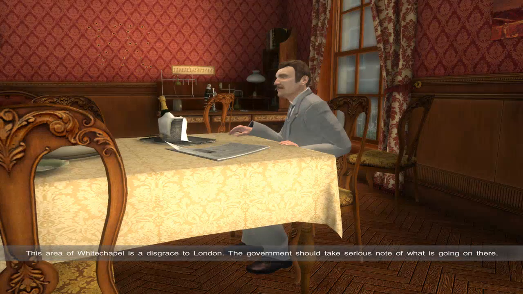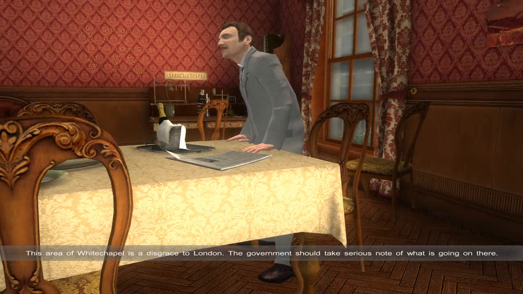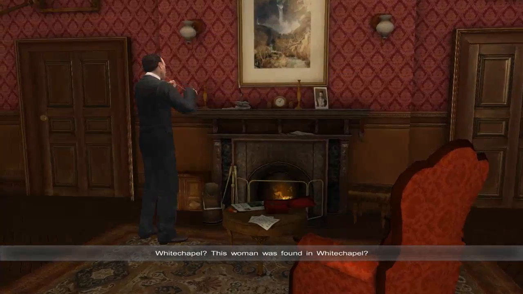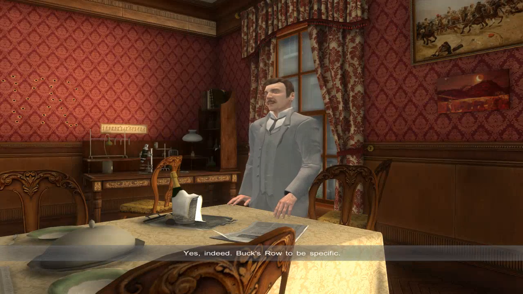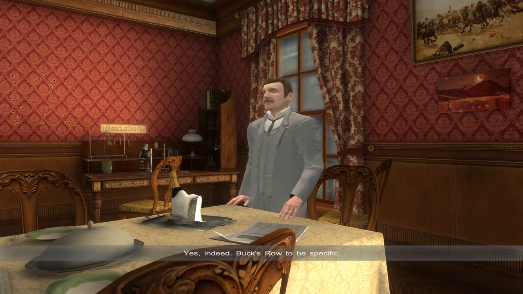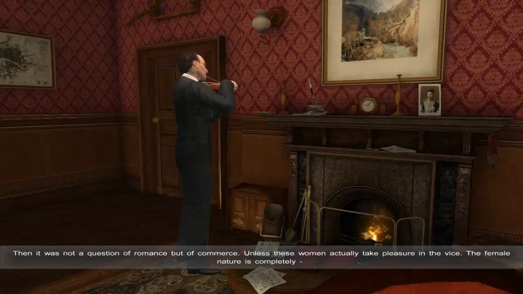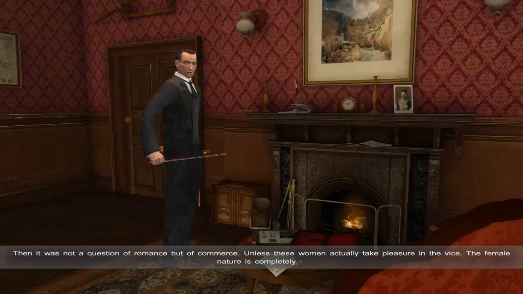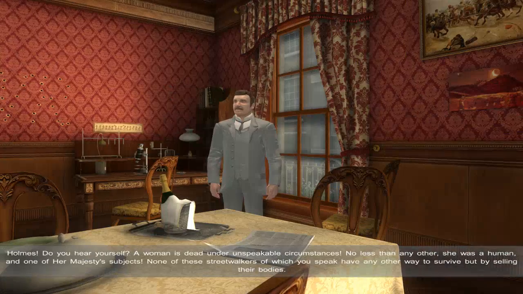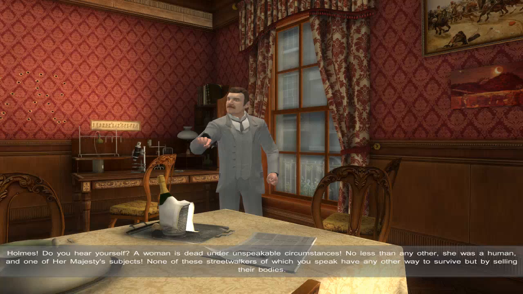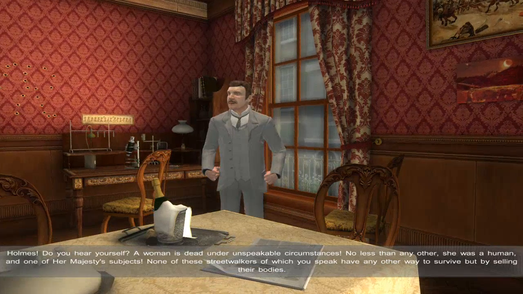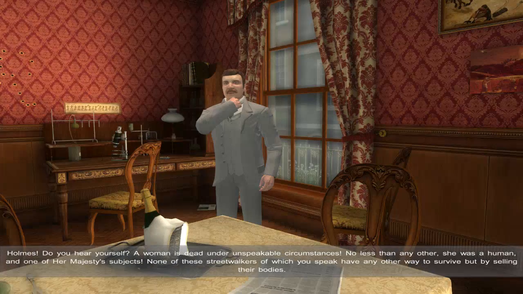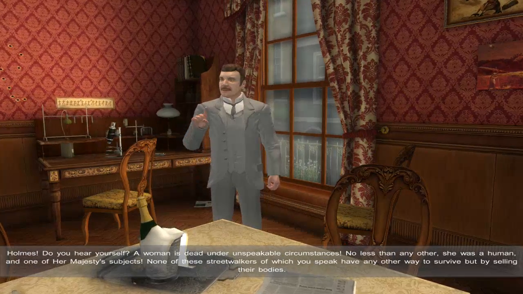This area of Whitechapel is a disgrace to London. The government should take serious note of what is going on there. Whitechapel? This woman was found in Whitechapel? Yes, indeed. Bucks Row, to be specific. Then it was not a question of romance, but of commerce. Unless these women actually take pleasure in the vice, the female nature is completely... Holmes, do you hear yourself? A woman is dead under unspeakable circumstances. No less than any other, she was a human and one of Her Majesty's subjects.